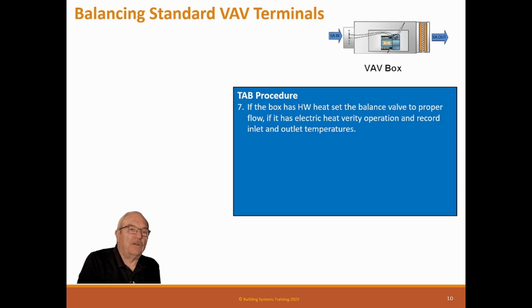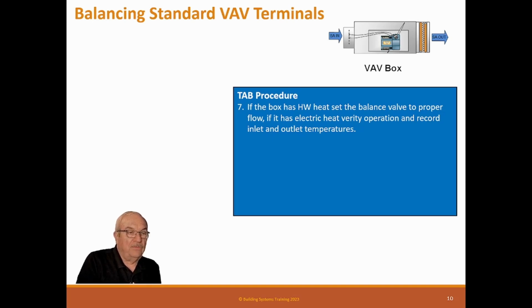If the box has hot water heat, set the balance valve to proper flow. If it has electric heat, verify operation, and record inlet and outlet temperatures. Please actually check the temperature change of the air. A lot of guys will just check to make sure the control relay has been drawn in. So when it goes into heat, the relay clicks, I'm good to go. Well, that's not good, because you need to test the system to make sure it operates. That's part of your job.